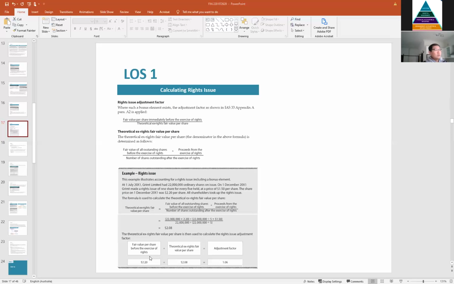So how we do this is we calculate the fair value per share before the exercise of rights, which is $2.20. We divide that by $2.08. We end up with an adjustment factor of 1.06.